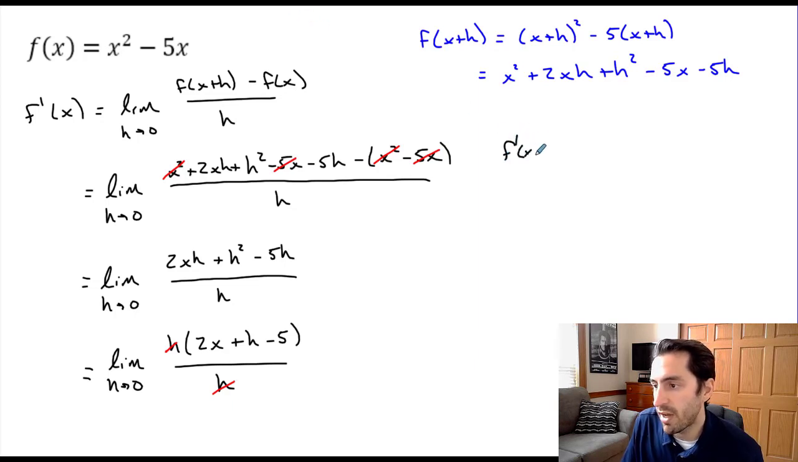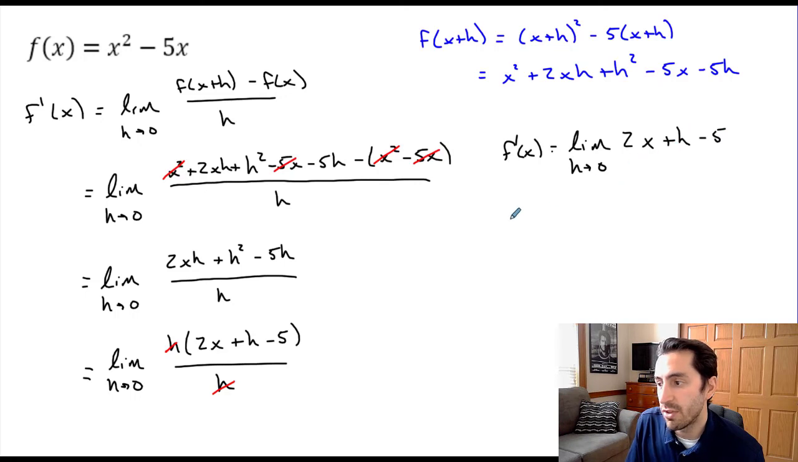So f prime of x is equal to the limit as h approaches 0 of 2x plus h minus 5. And plugging in 0 for h, this will just go away. So our derivative, f prime of x, is equal to 2x minus 5.